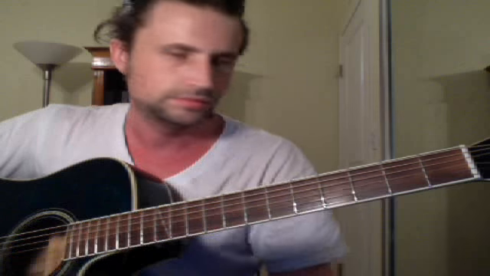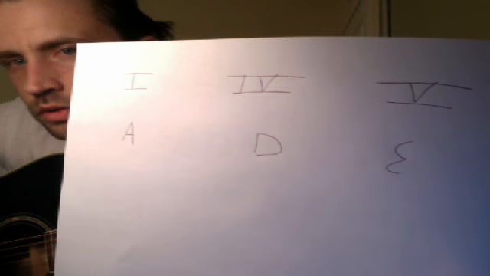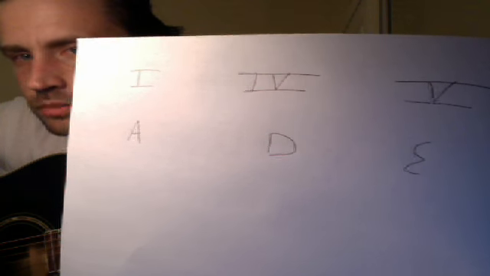So then the next key, I'm just going to go in the C, A, G, E, D order just because it's easy to remember. But the order is kind of arbitrary. So the key of A major. The 1, 4, 5s are A, D, E. So again, you can make a flashcard and just memorize this.